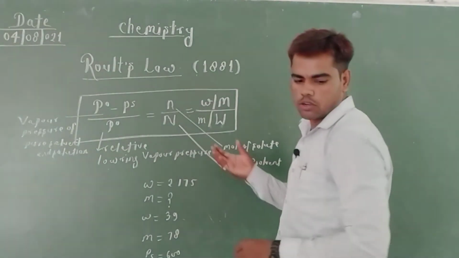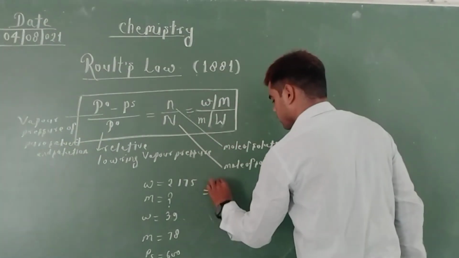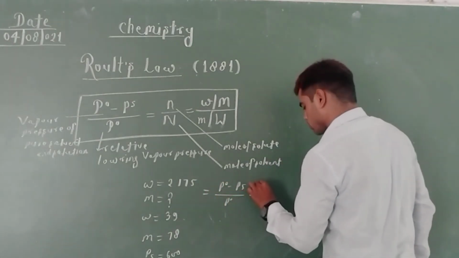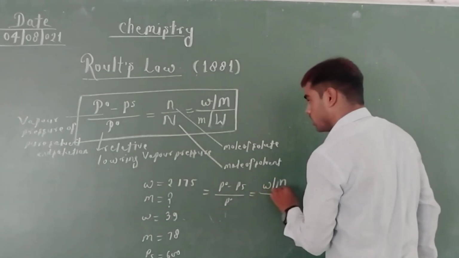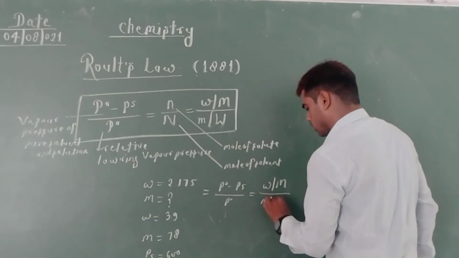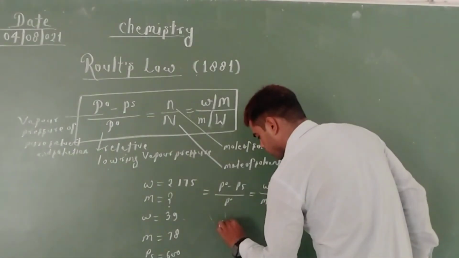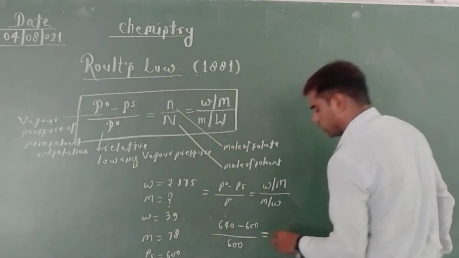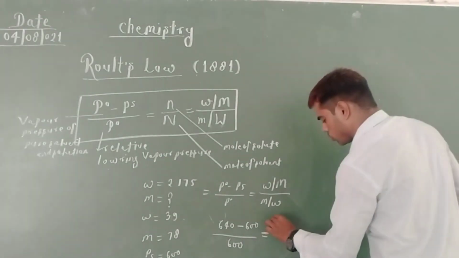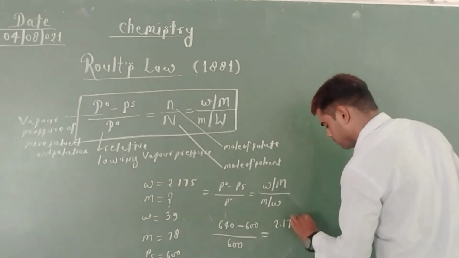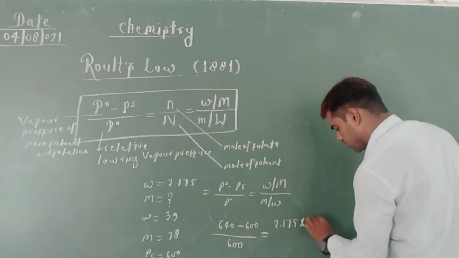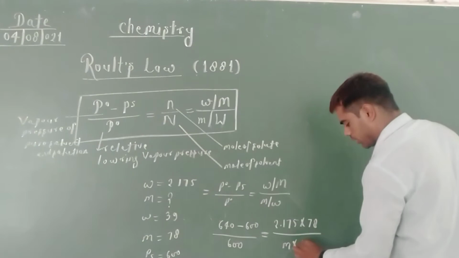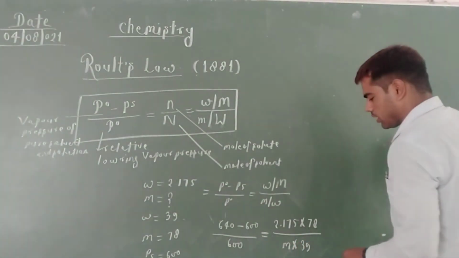Now we will put our formula: (P0 minus Ps) upon P0 equal to small w upon small m multiplied by capital M upon capital W. Then we will apply the values: 640 minus 600 upon 600 equal to 2.175 multiplied by 78 upon small m into 39. Now we will solve this equation.